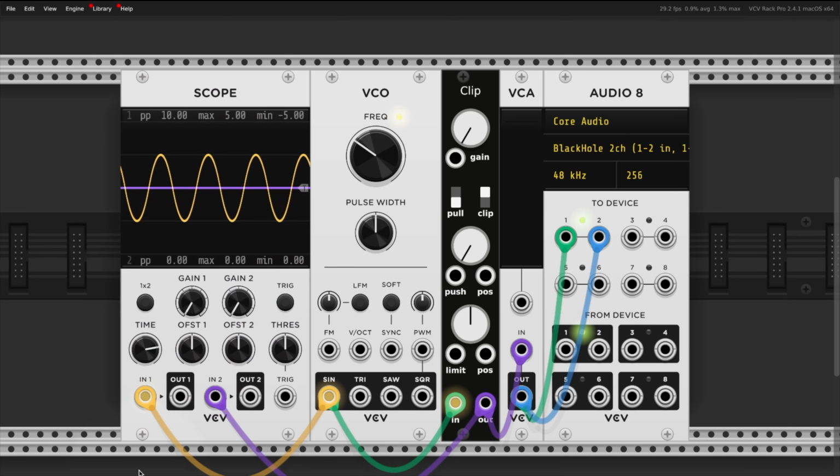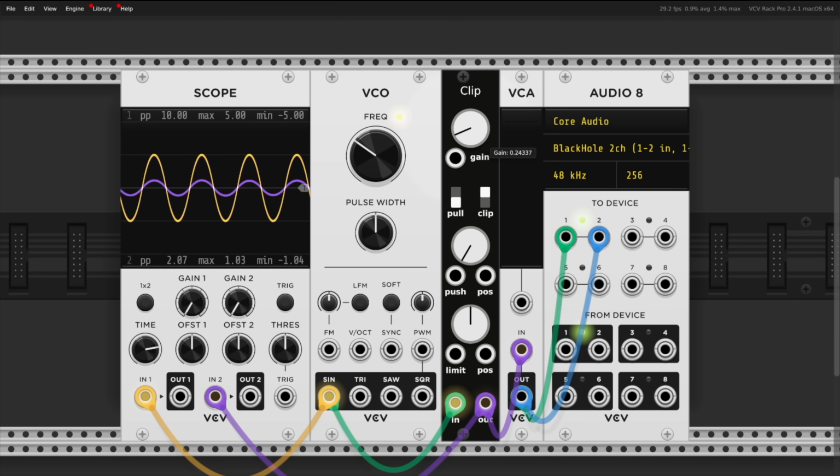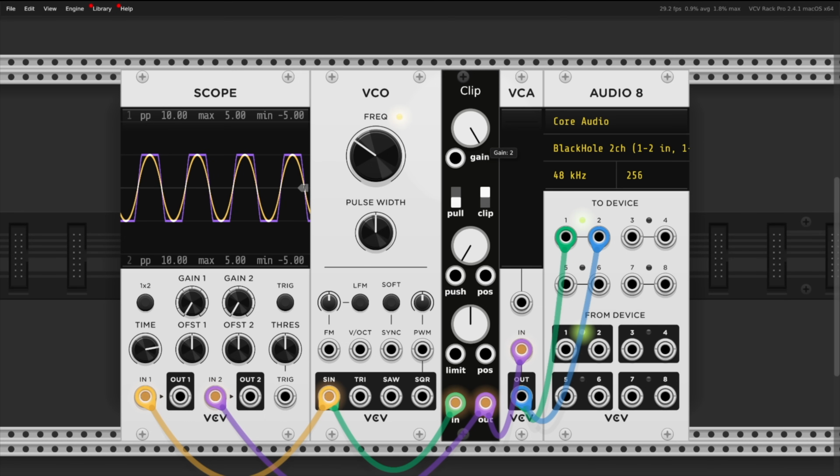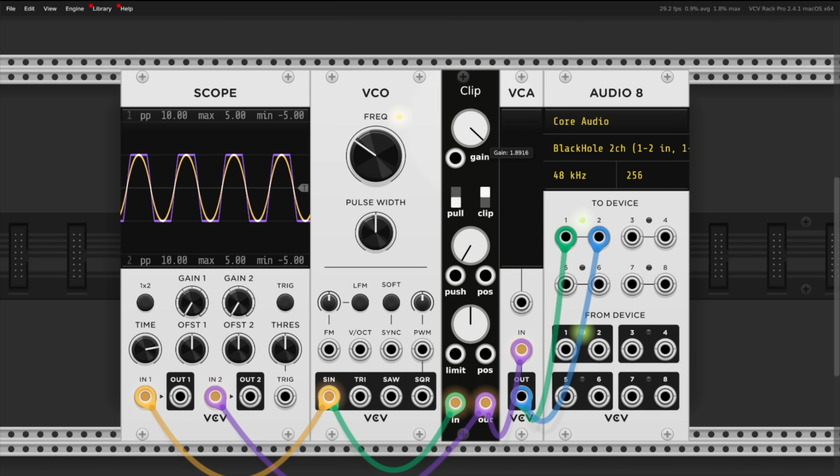So here on this oscilloscope, I have two signals running into it. One of them, the yellow one, is just our direct sine wave from this oscillator. And the purple one is what's coming from this distortion module. I'm going to turn up the gain here, and we'll see the amplitude of that signal increasing until it hits the upper and lower threshold. And there, you can see that once it hits that threshold, it stays at those levels until the amplitude passes back to the other side of the threshold.